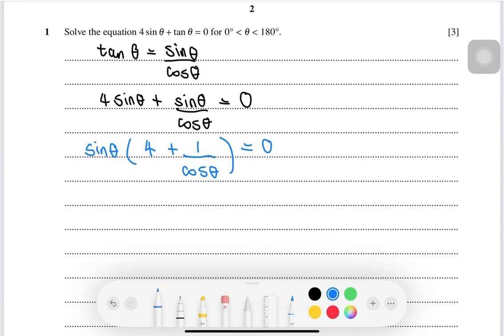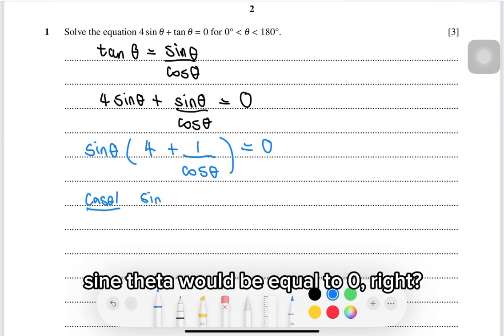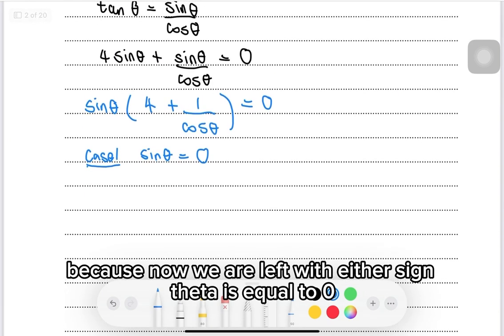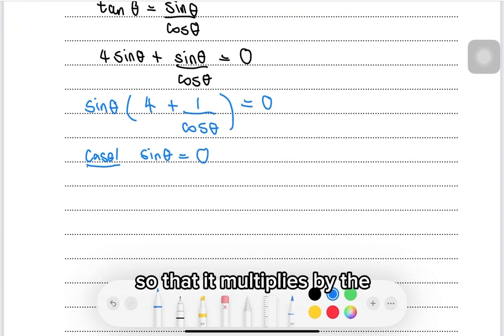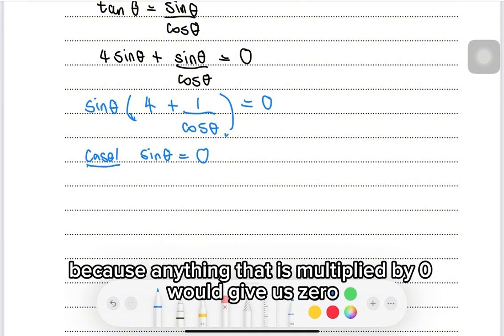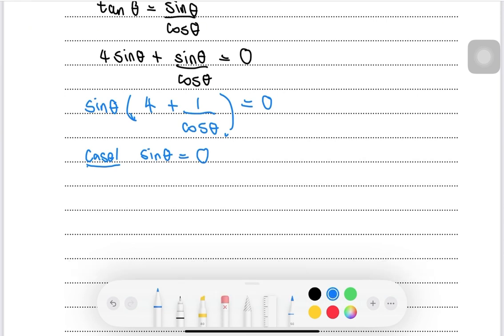Case 1. Is that sine theta would be equal to 0, right? Because now we're left with either sine theta is equal to 0, so that it multiplies by the thing in the bracket here, and then we'll get 0, right? Because anything that is multiplied by 0 would give us 0.